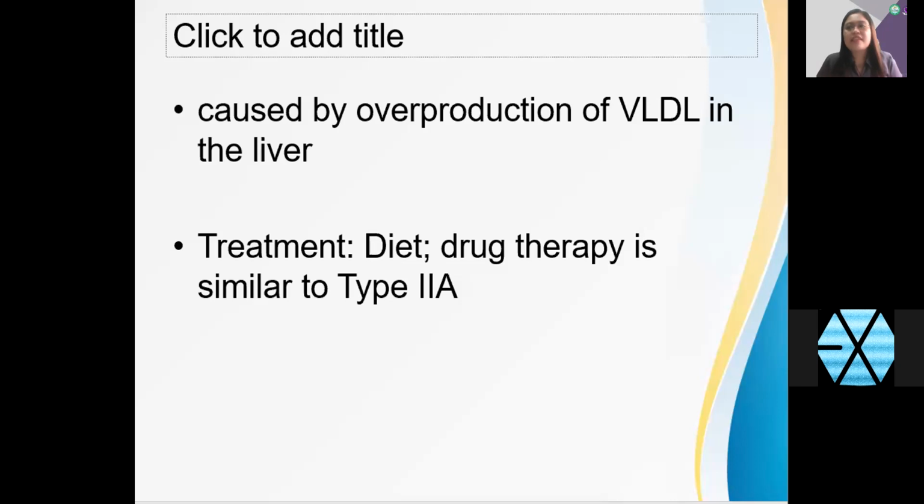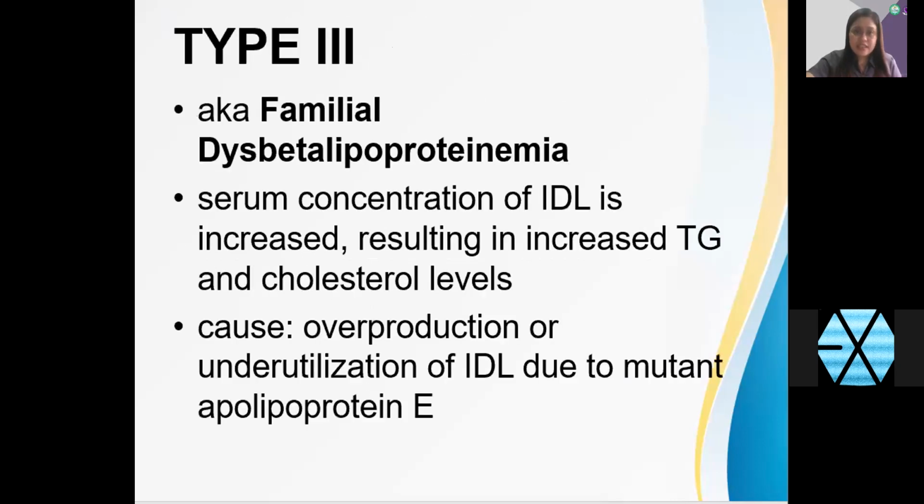Now how about the treatment? The treatment is still number one, diet, but since this is similar to type 2A, then the drugs used here are similar also. We have the niacin, ezetimibe, and our statins or the reductase inhibitors. Okay? Now the type 3. The type 3 is called familial dysbetalipoproteinemia.